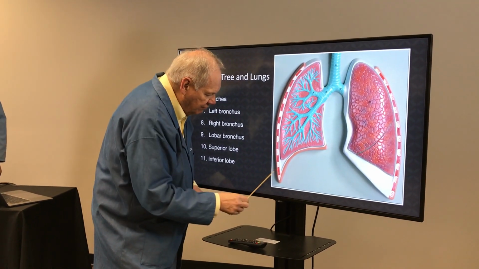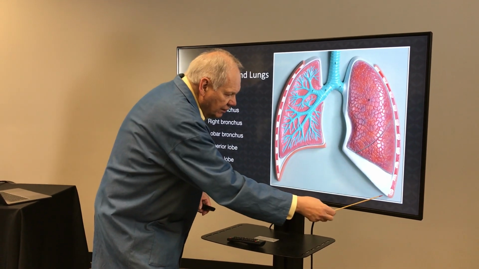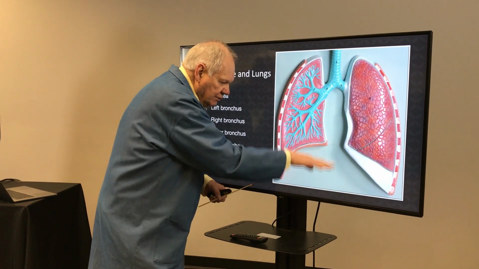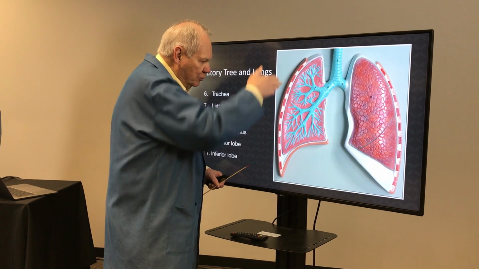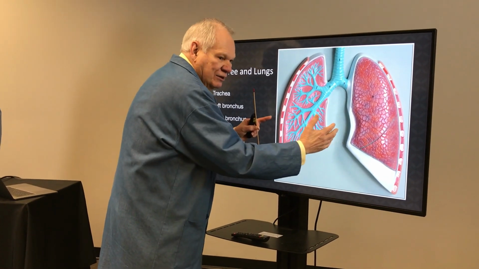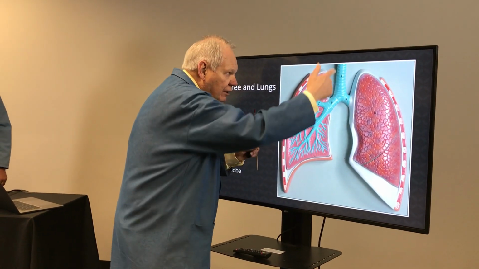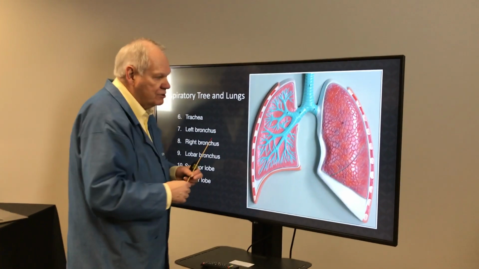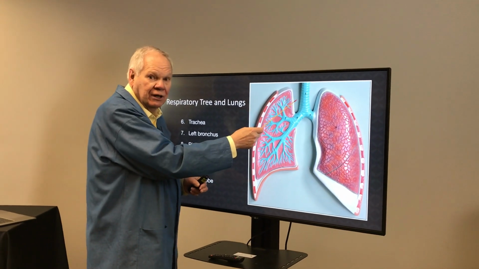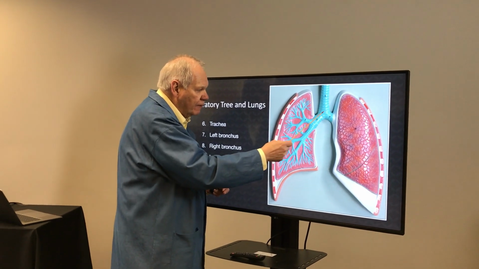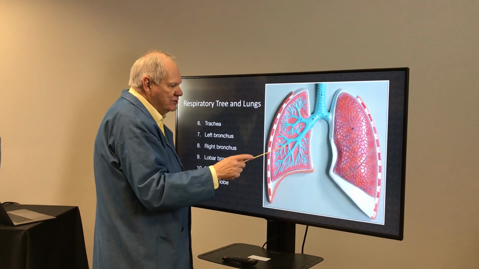And here is the diaphragm, right in this area here. So when that goes down, the ribs get pulled up, the lung becomes expanded with air by way of what we call a respiratory tree. And doesn't it look like a tree upside down? You have a trunk, you have branches. By the way, notice the branches here.